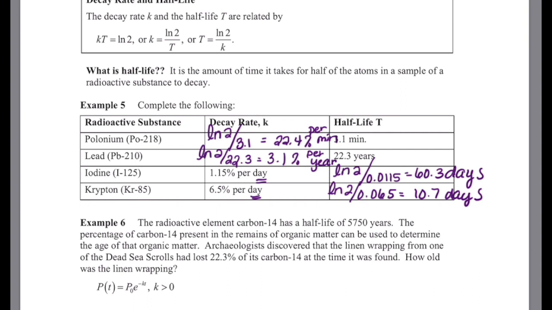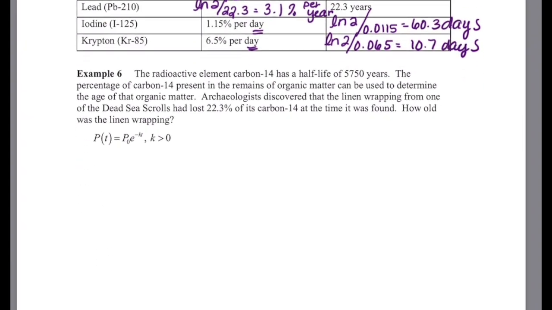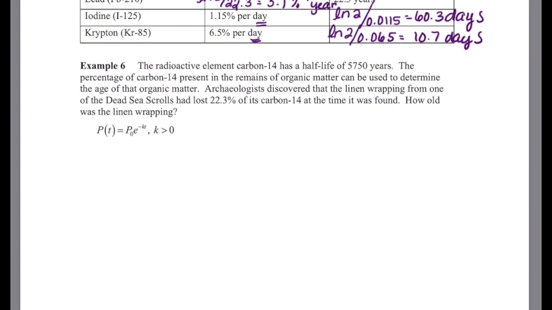Example 6: the radioactive element carbon-14 has a half-life of 5,750 years. The percentage of carbon-14 present in the remains of organic matter can be used to determine the age of that organic matter. Archaeologists discovered that the linen wrapping from one of the Dead Sea Scrolls has lost 22.3% of its carbon-14 at the time it was found. Let's determine how old the linen wrapping is.